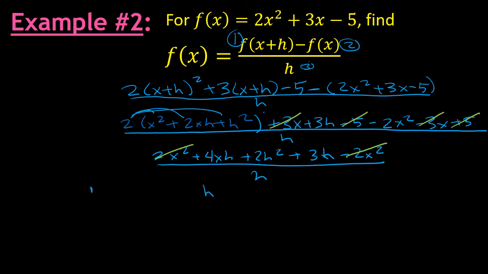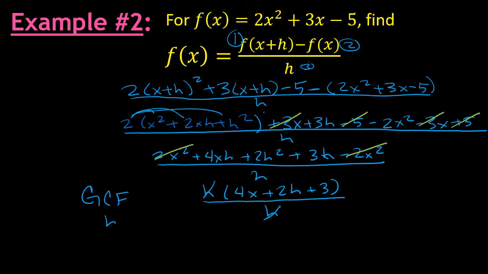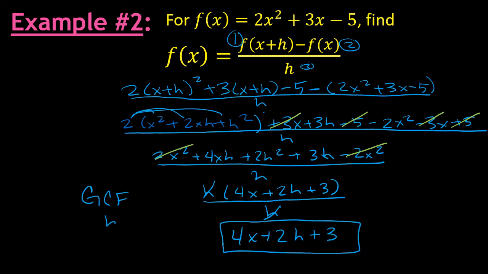So when you GCF h, that should happen every single time you do a difference quotient problem. If it does not, you have made a mistake somewhere in the algebra. Please go back and try to track it down. If you come ask me for help, please do not erase your work because I can usually find your mistake, despite how sloppy your work sometimes is. All right, and you should have gotten 4x plus 2h plus 3 for your answer.